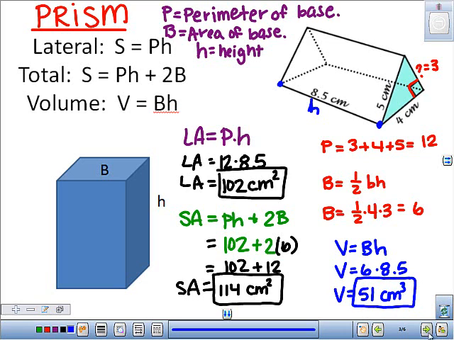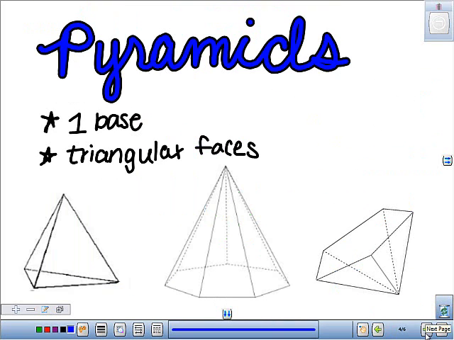Okay? Now let's try pyramid. Pyramids, remember, the way they differ from a prism is that they only have one base, and all of the faces are triangles. So here, this base is a triangle, so this would be a triangular pyramid, because we name them according to the base. Triangular pyramid. This pyramid, the base has 1, 2, 3, 4, 5, 6, 7 sides. So that's a heptagon. So this would be a heptagonal pyramid.